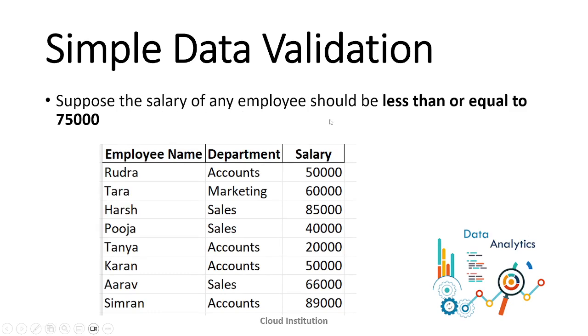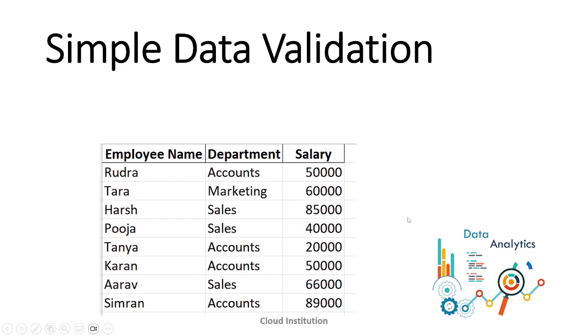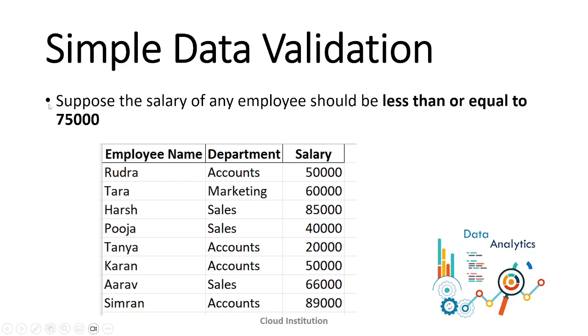Suppose the salary of any employee should be less than or equal to 75,000. Now we also have data here. Which data do you think is wrong? According to the business logic, the salary should be less than or equal to 75,000. So we have two data here which are wrong.